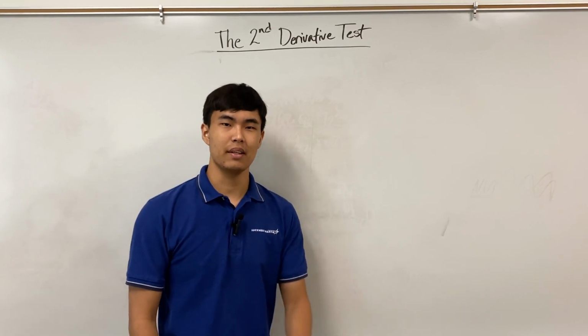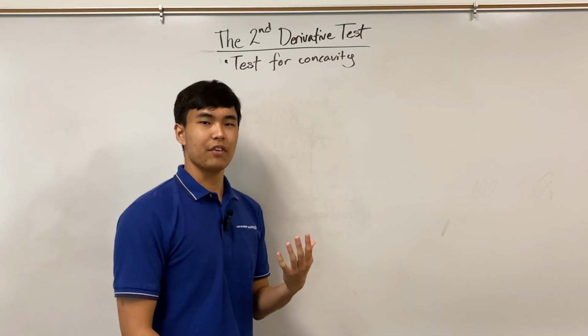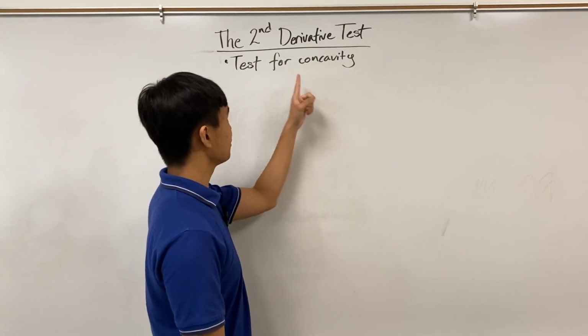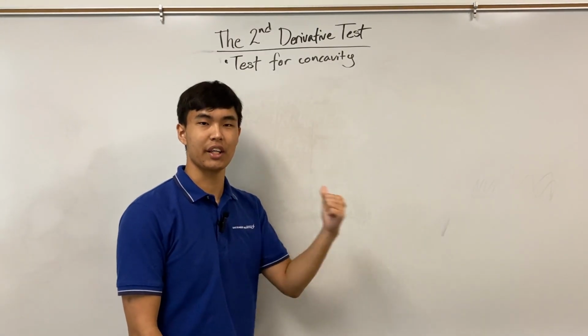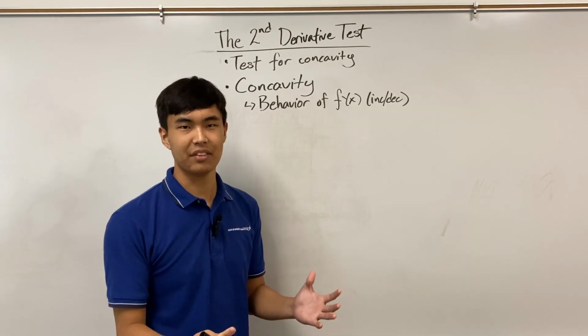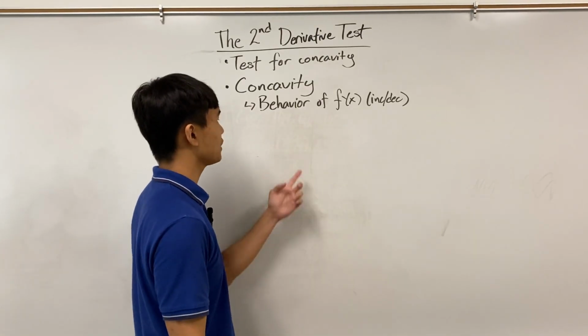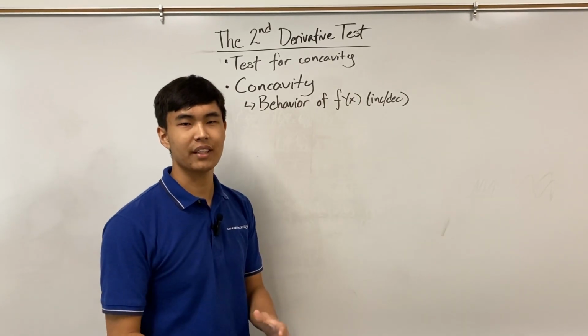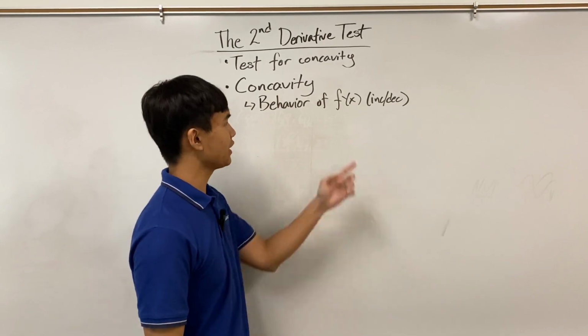In this video, I'm going to talk to you about the second derivative test. While the first derivative test checked for regions of a function that were increasing or decreasing, the second derivative test checks for regions of a function that are concave up or concave down. Concavity is a characteristic of a function that describes the behavior of its derivative, whether it's increasing or decreasing. So in reality, it's the first derivative test just applied to the first derivative.